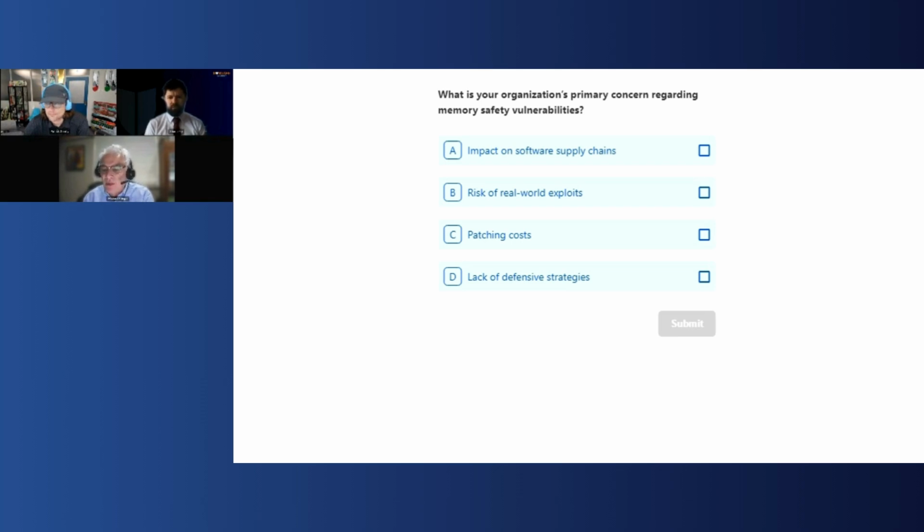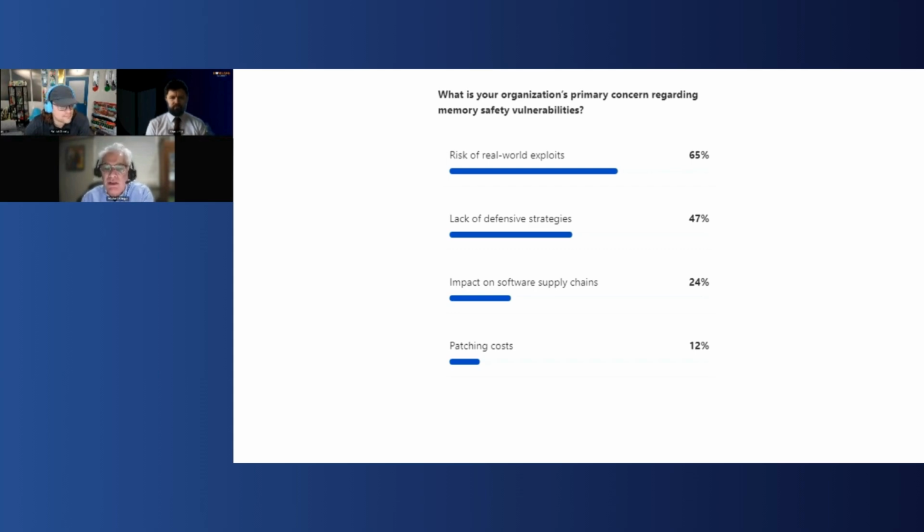Okay, thanks for that. Let's take a look. We've had a number of our attendees respond so far. Let's see what we're seeing. And number 1 is risk of real-world exploits. Any surprise there? No, not really. As we look at embedded devices and critical infrastructure, real-world exploitation of those devices could be catastrophic. It could literally be a life-threatening event for individuals, for populations. So it certainly makes a lot of sense that that's a primary concern.